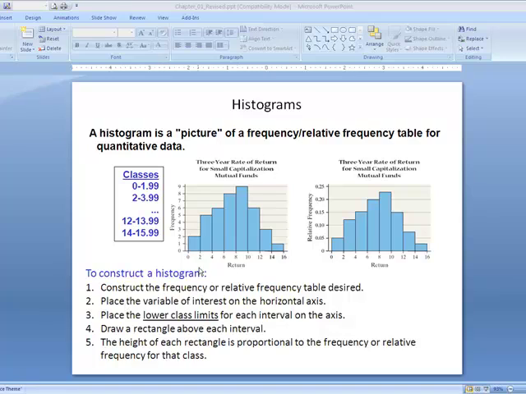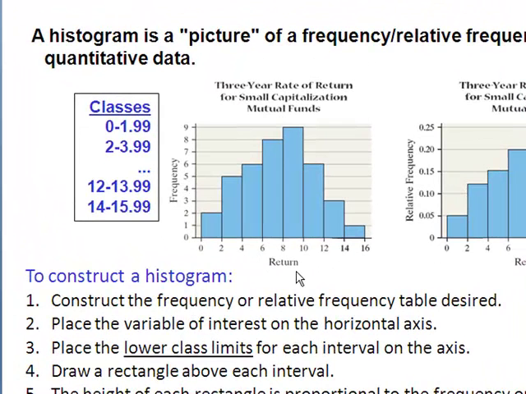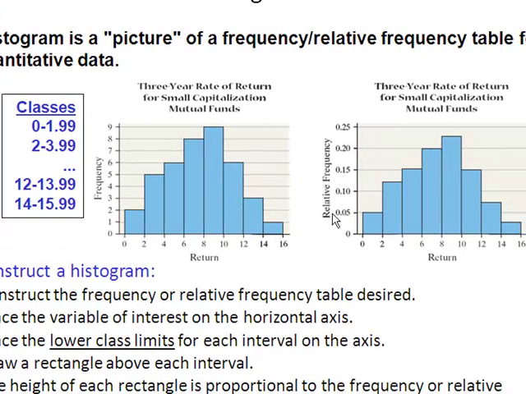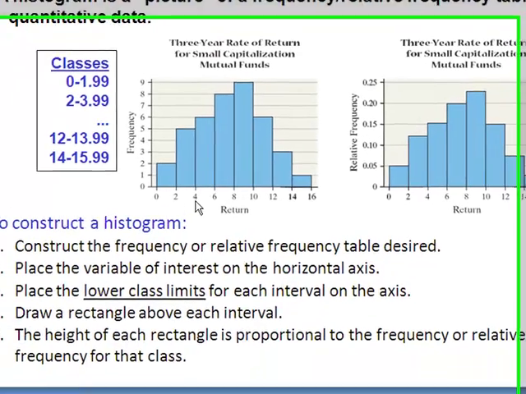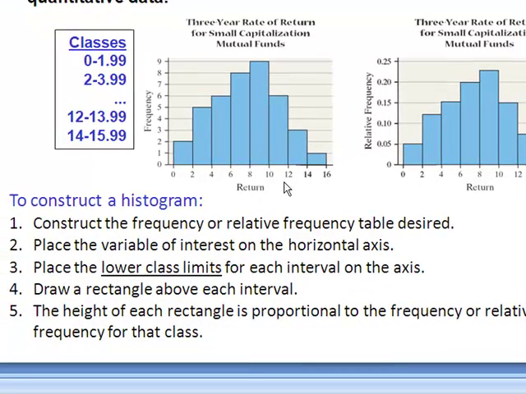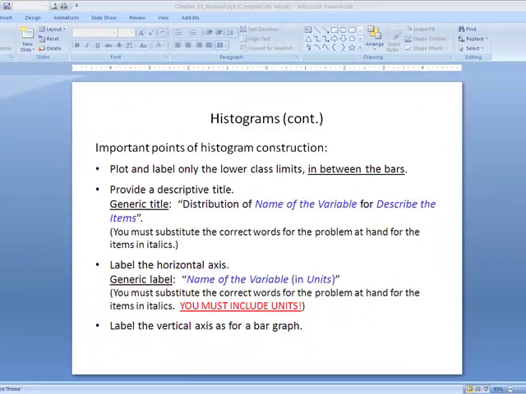So we want to place our variable on the horizontal axis, and then on the vertical, we'll know whether it's frequency or relative frequency. And we want to make sure that those are clearly labeled. We want to make sure that our lower class limits are clearly labeled on our graph. And when there are units, we want to make sure that we put units here to see. So the height of each of these rectangles is either going to be proportional to the frequency or relative frequency of that particular class, the grouping of those continuous variable values.